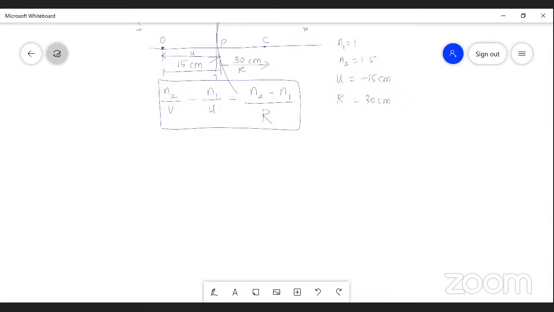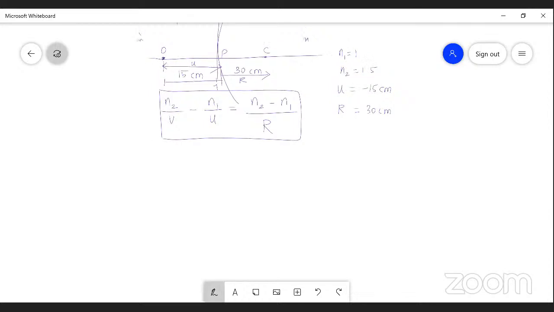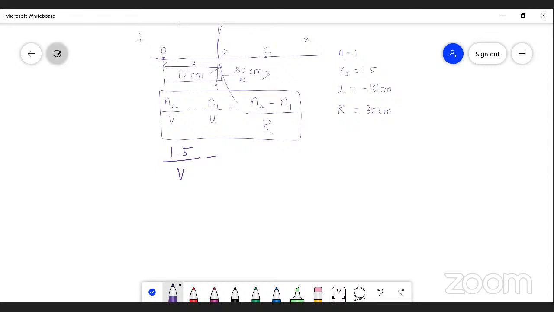So N2 is equal to 1.5. N2 is equal to 1.5 divided by V. I don't know this. I want to calculate the position of the image. V is equal to minus N1 value. What is the N1 value? 1 divided by U value is equal to minus 15. Minus 15, which is equal to 1.5 minus 1 divided by R. R is equal to a positive value, so plus 30 centimeter.